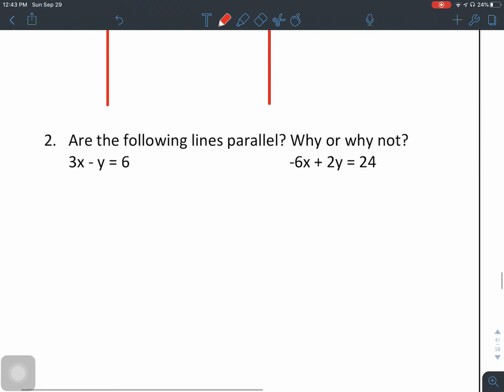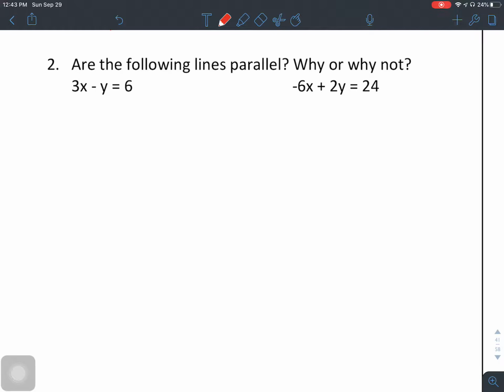Moving on. Are the following lines parallel? Why or why not? Well, the easiest way for us to determine this is to put these equations in slope-intercept form. Then we would clearly know what the slopes of each of them were. We could then compare the slopes. If they're the same, the lines are parallel. If they're not the same, the lines are not parallel. I'm going to subtract 3x from both sides of this equation. I'm going to divide both sides by negative 1 to get rid of this times negative 1 here. The slope of this line is 3.